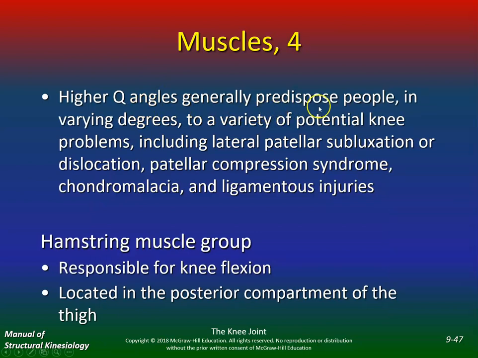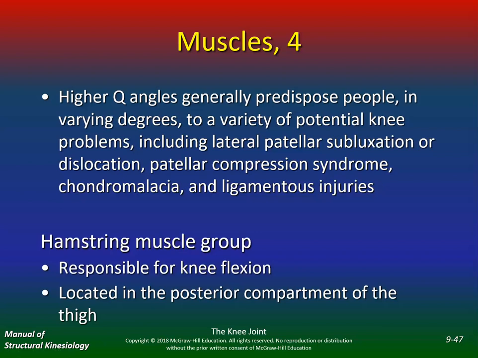Higher Q angles generally predispose people in varying degrees to a variety of potential knee problems, including lateral patellar subluxations or dislocations, patella compression syndrome, chondromalacia, and ligamentous injuries. And that's why females and knee pain are very common. So if females like to run, then they're going to get lateral patellar subluxation, dislocation, patella compression, chondromalacia, and ligamentous injuries more so than males are.